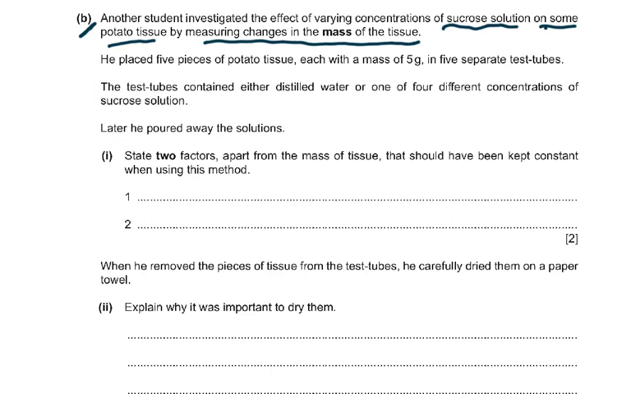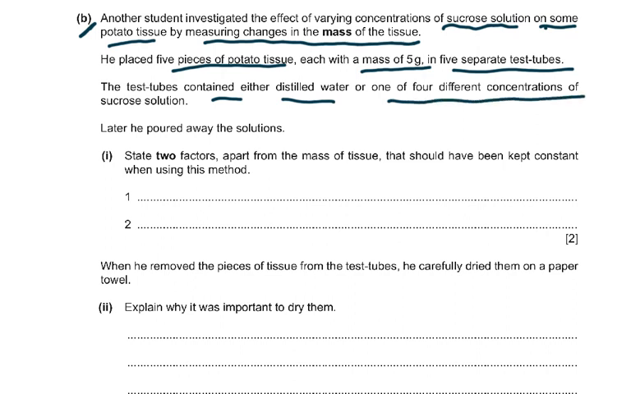He placed 5 pieces of potato tissue, each with a mass of 5 grams, in 5 separate test tubes. The test tubes contained either distilled water or one of 4 different concentrations of sucrose solution. So imagine 4 different concentrations of sucrose: 1%, 2%, 3%, and 4%. You must have developed this skill in O levels. Later, he poured away the solutions. State two factors apart from the mass of the tissue that should have been kept constant when using this method.